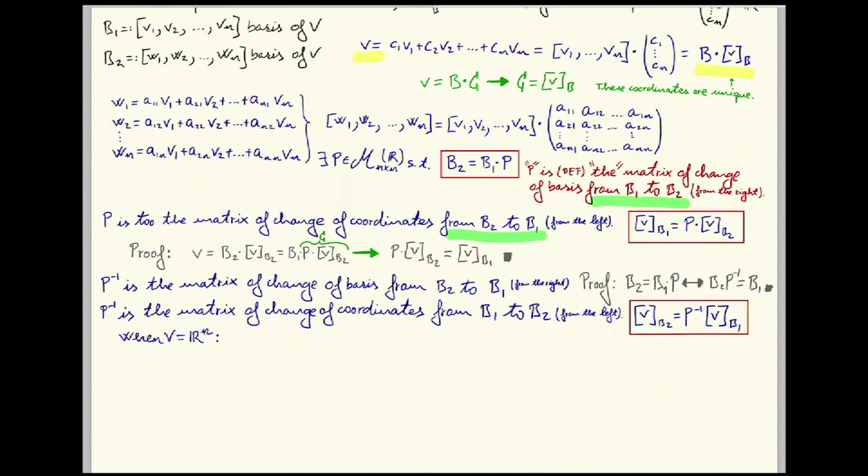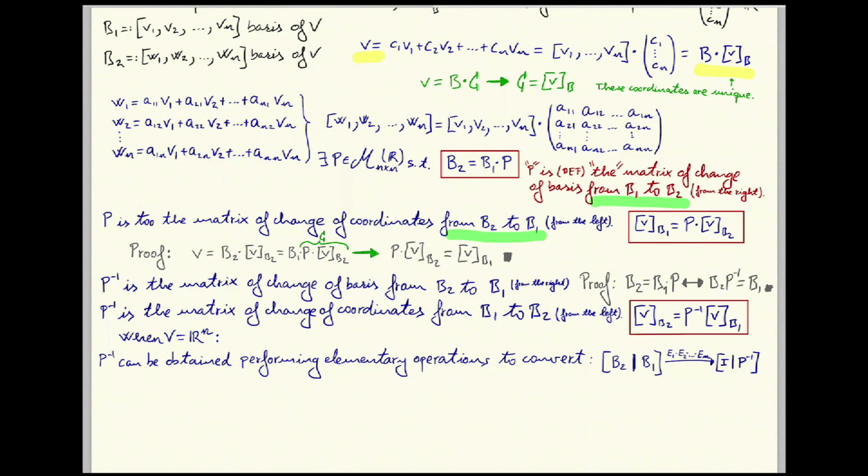All this explanation was for any vector space of finite dimension. Now, let's work more precisely with the vector space being Rn. When the vector space is Rn, there is a simple way of getting the P. And this way is explained here. P minus 1 can be obtained performing elementary operations to convert.